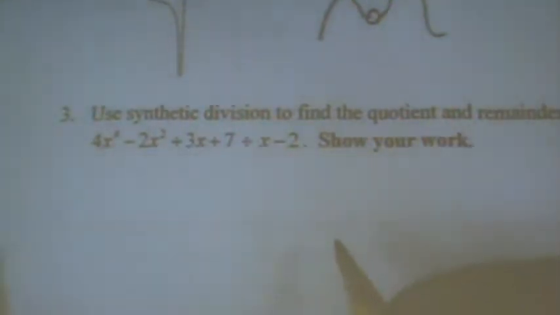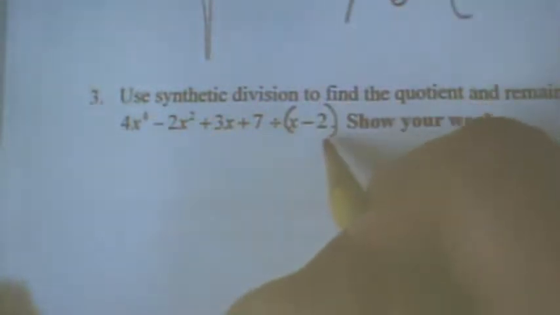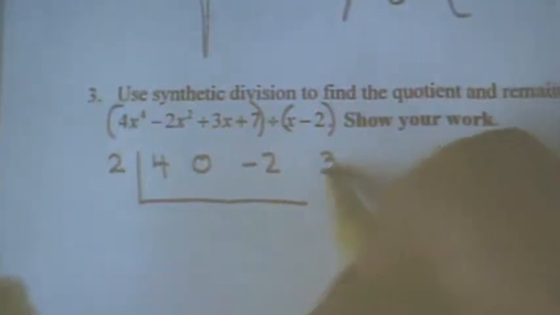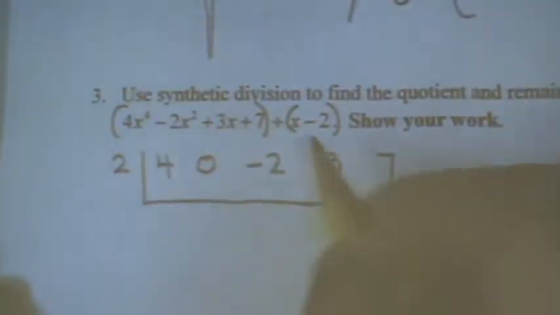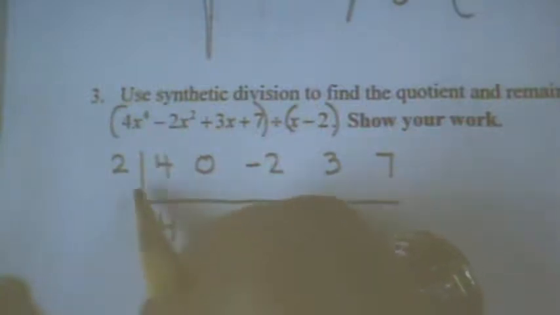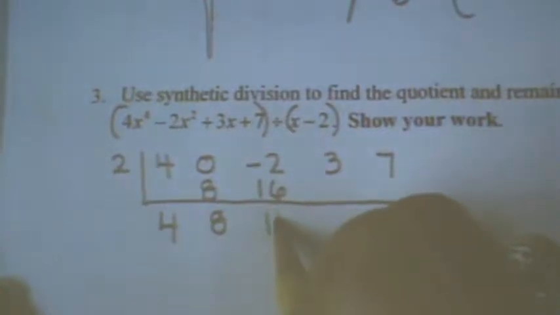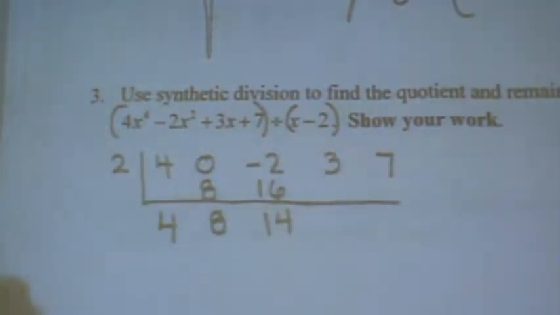Number 3, how do you do synthetic division? If I ask you to take this and divide, what would you do? Tell me. Put the opposite number outside. What goes inside? 4. What goes next? 0. Then what? So what do I do? Bring down the 4, multiply, add, multiply, add, then what? What do you get? 28.